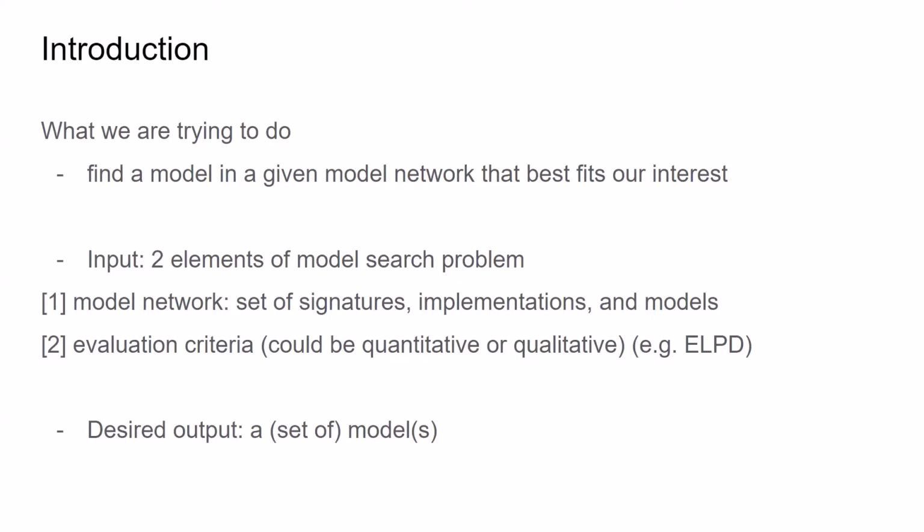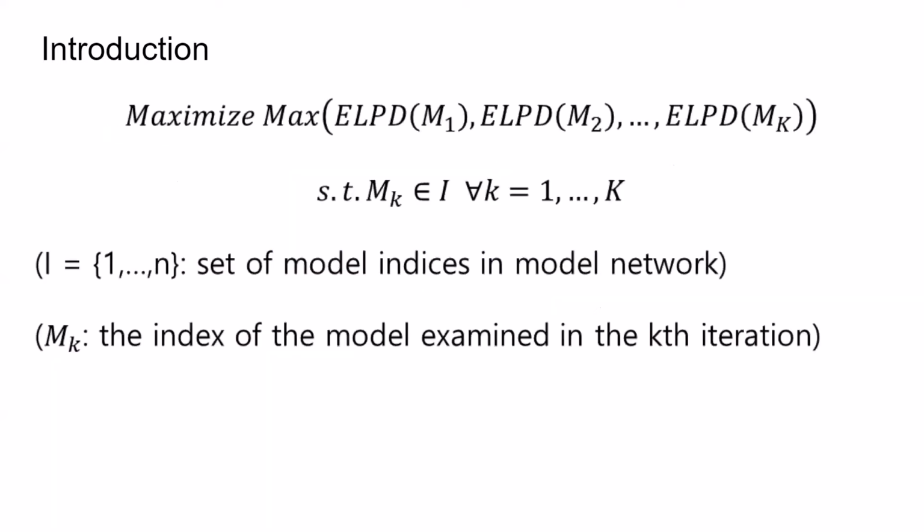Putting all this into a more rigorous formulation, we have the following. Let's define I as the set of model indices in the model network, and M_k as the index of the model examined in the k-th iteration. The constraint indicates that each model examined should belong to the model network, and the objective function is the maximum ELPD value among the models examined during the k iterations.